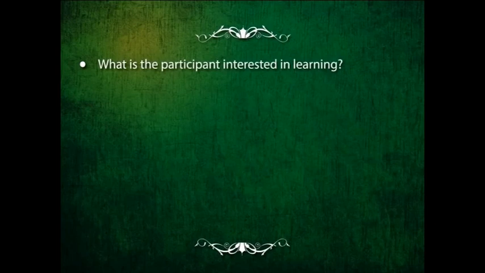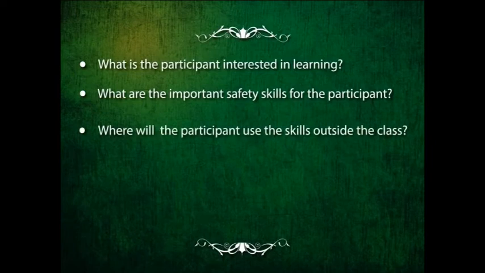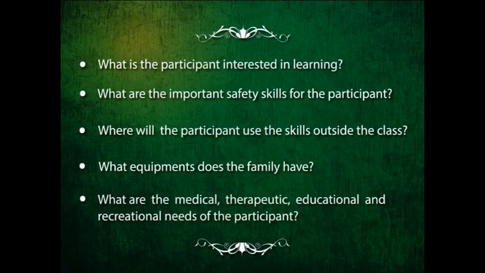Individualized instructional planning begins with defining which skills the participant needs to learn and assessing the present level of performance in those skills. Before performing the assessment, an instructor should determine the skills to be assessed. To help prioritize skills, questions such as these should be asked of the participant or caregiver. What is the participant interested in learning? What are the important safety skills for the participant? Where will the participant use a skill outside the classes? What equipment does the family have? What are the medical, therapeutic, educational, and recreational needs of the participant?